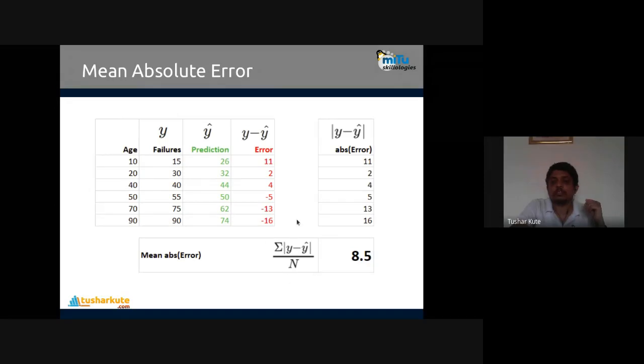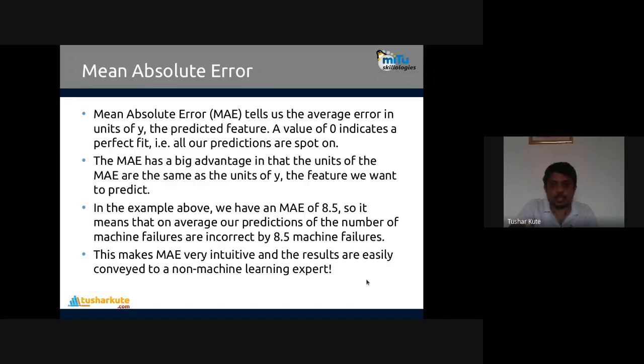See, this is your function: summation of y minus y hat divided by n. So it tells an average error in units of y in the predicted feature. A value of 0 indicates a perfect fit, no error. So in this example we have 8.5. It means that on average our predictions of number of machine failures are incorrect by 8.5 machine failures. Correct? 8.5 machine failures. Fine. That's what you can have.